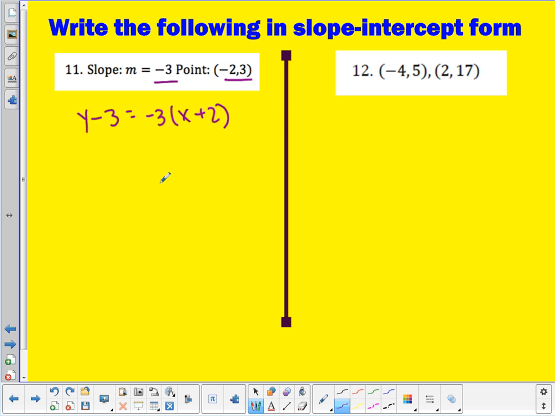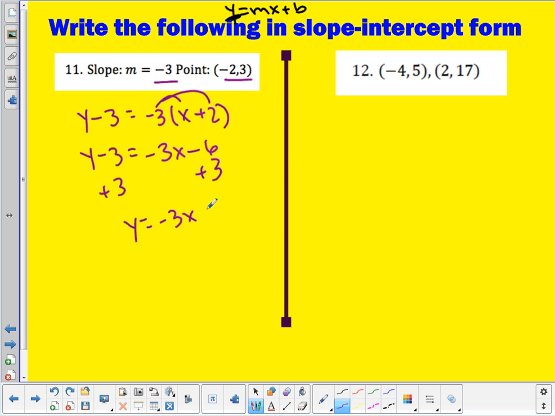Now pay attention to slope-intercept form. When you look at slope-intercept form, the thing that's by itself is the y. So that's what I'm going to work towards. I want to get y by itself. So what I need to do to get y by itself is first of all distribute this -3. So I have y minus 3 on the left that I haven't touched is equal to -3x minus 6 on the right. Then the only other thing I need to do to get the y by itself is to add 3 to both sides. Y is equal to -3x minus 3.